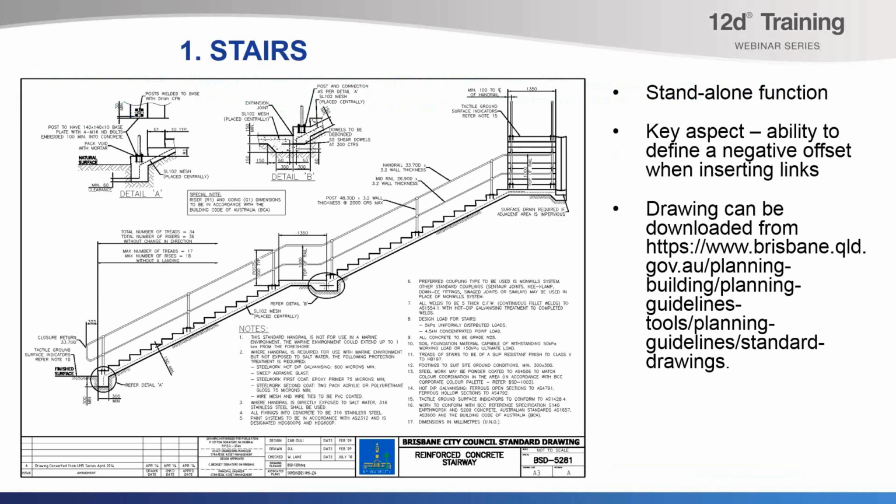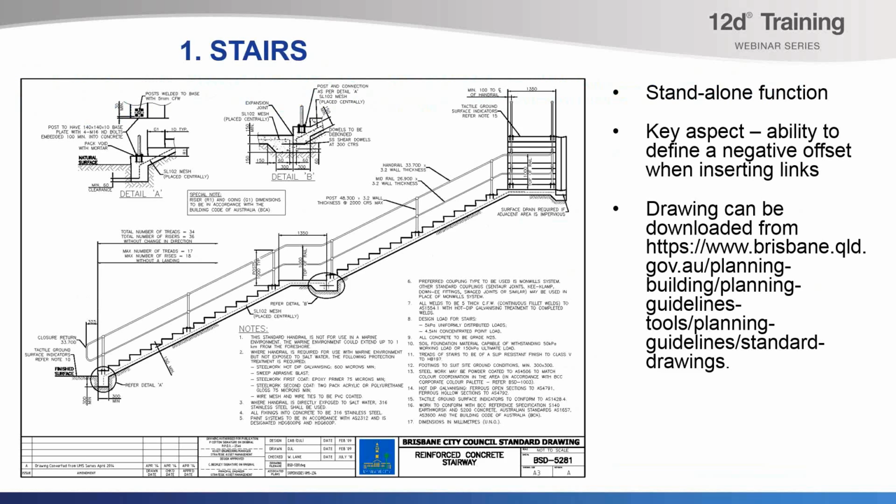The first one, my flight of stairs, again, tried to keep as close as I could to standard drawings that are supplied by government authorities, in this case Brisbane Council. One of the things that really made this possible was the ability to have a negative offset when we're inserting links inside the MTF. Have a quick look at this one. I'll just pop over to 12D itself, just bear with me one second.